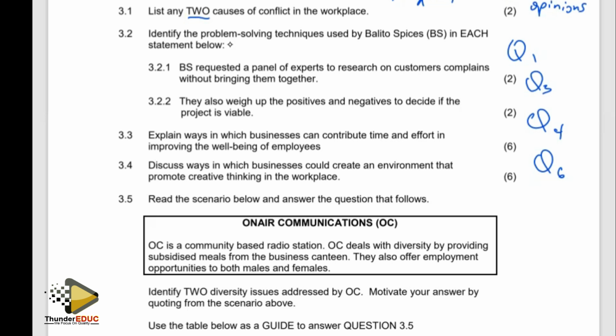Okay, right. So now let's check 3.2.1. So now 3.2.1 reads as follows. BC requested a panel of experts to research on customers' complaints without bringing them together. So now if you still remember, this is the problem solving technique where experts are actually being invited. And if you still remember, these experts shouldn't even be at the same place. They can still deal with questions wherever they are without bringing them together. And then that technique is called Delphi technique.